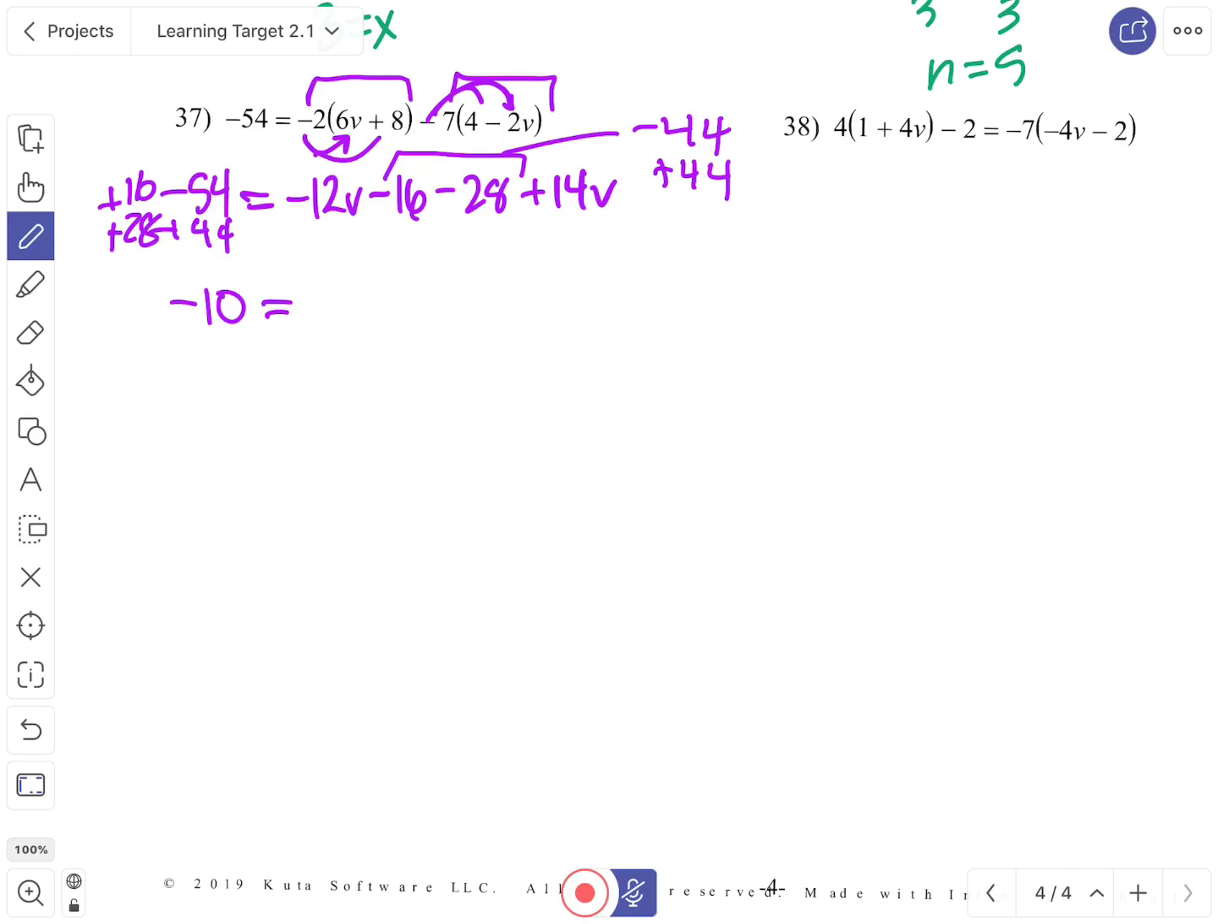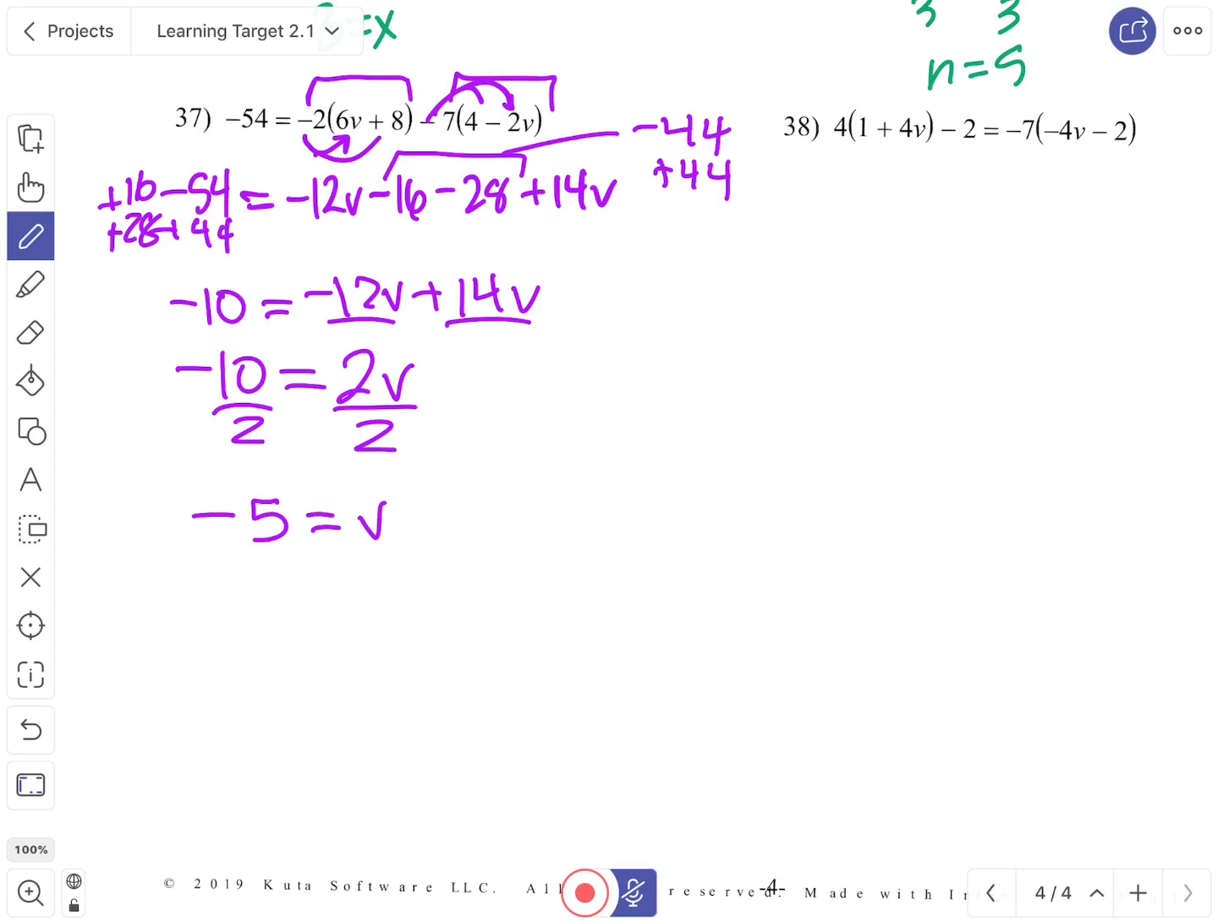Then when I added a 28, a negative 10, okay? Equals negative 12v plus 14v. A negative 12, a positive 14, leaves me with two positives left over. So negative 10 equals 2v, divide by 2, and negative 5 equals v. Okay, so you just follow through, do it a piece at a time.